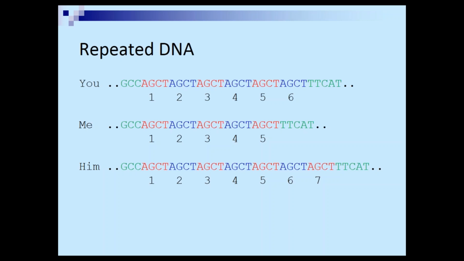But the difference is you have AGCT repeated 6 times. I have AGCT repeated 5 times. And that other guy has AGCT repeated 7 times. So if we were to analyze this area of DNA in a blood stain at a crime scene and measure the number of repeats, and it came back as having 5 repeats, we could say, oh, it didn't come from you and it didn't come from him. So it had to come from me, or somebody else with 5 repeats.